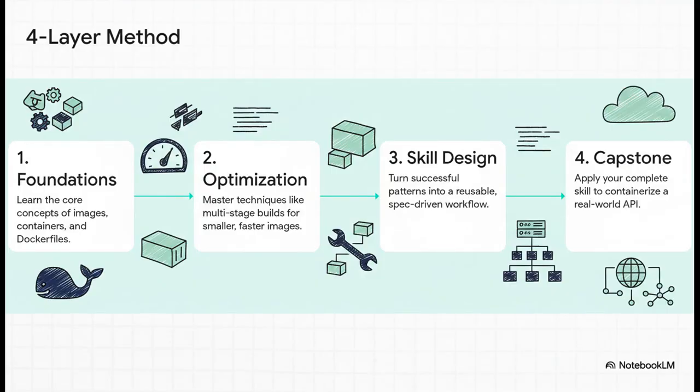The path to getting that capability follows this really smart 4-layer method. You start with the core foundations. Then you master the optimization techniques to make your containers lean and mean. The third step is key. It's skill design. This is where you go from one-off builds to creating a repeatable, professional workflow. And finally, you solidify everything in the capstone, applying that complete skill to a real-world problem.